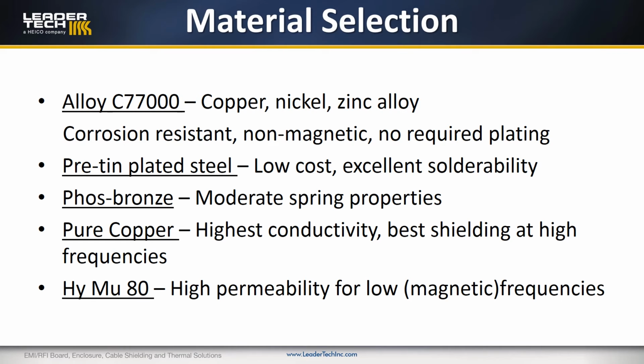And the last material on here is high mu 80. When we were talking about the electromagnetic spectrum earlier, below what we saw for radio frequencies are magnetic frequencies, so in the hertz and kilohertz range. Earlier I had also mentioned the EMI signal being absorbed into the material itself. So high mu 80 is a high permeability material, so it essentially soaks up magnetic frequencies almost like a sponge. So that's a special type of material that we use for only low frequency applications.